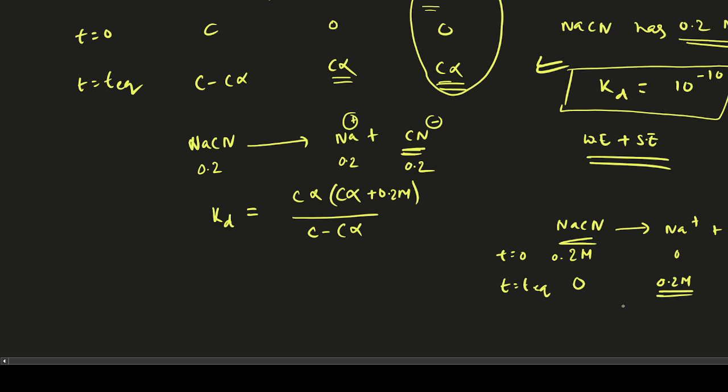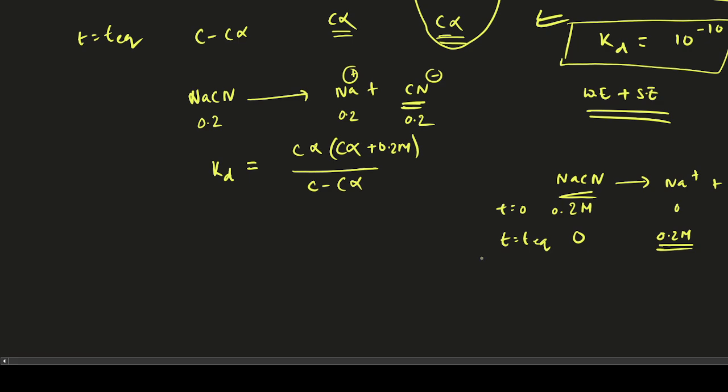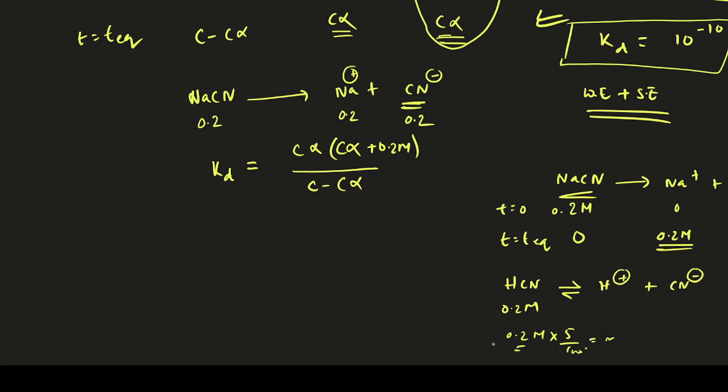And what do we know, for weak electrolytes, whenever you are writing HCN, this only partially dissociates, that is H plus and CN minus. If you have 0.2 molar, then from 0.2 molar only 5% will dissociate. That will be 5% of 0.2, and that value is very small, like 0.005, something like that. You just calculate it.